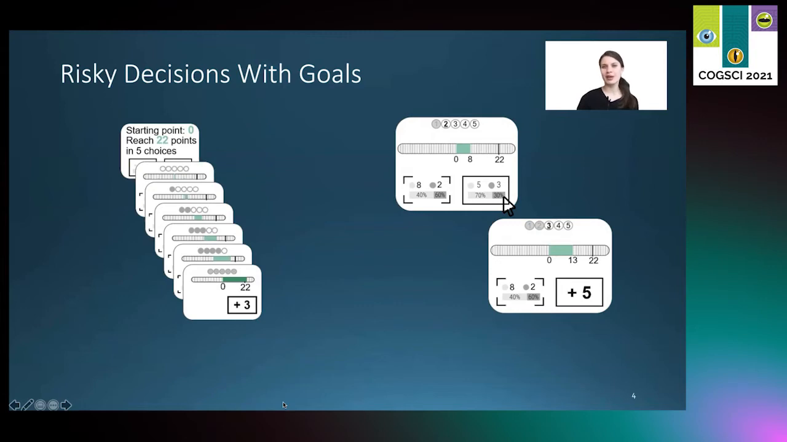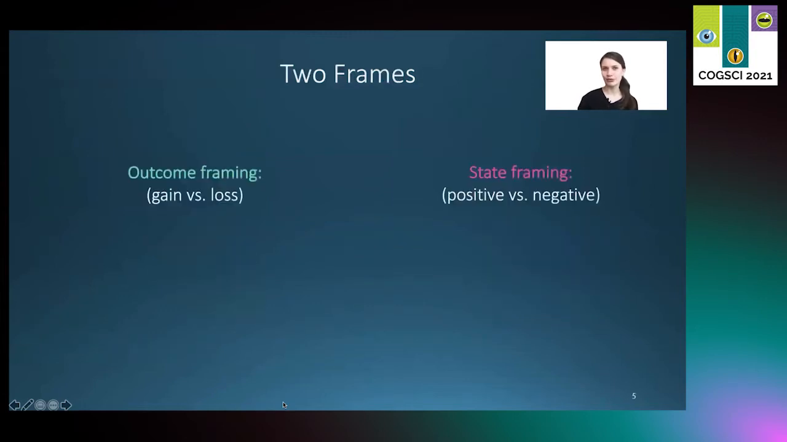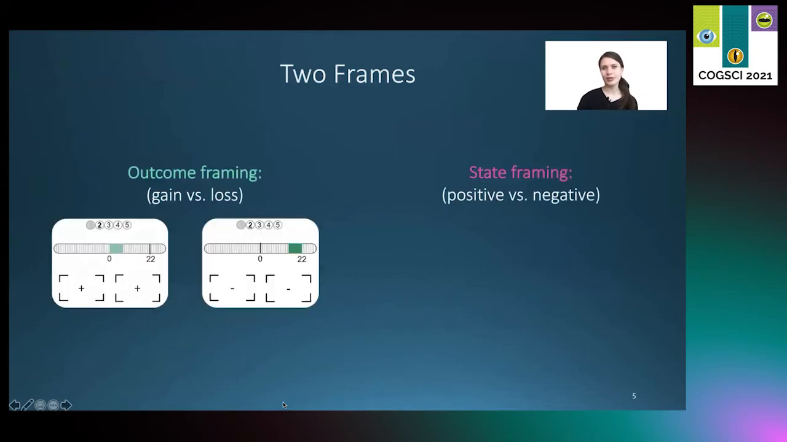To examine framing effects, we modified the standard task and we employed 2 frames. First, the outcome framing. Here we change the outcome of the options from gains into losses. And when the outcomes are losses, the goal is not to fall below a certain amount of points. Here in this loss task, for example, the goal is not to fall below 0 points.